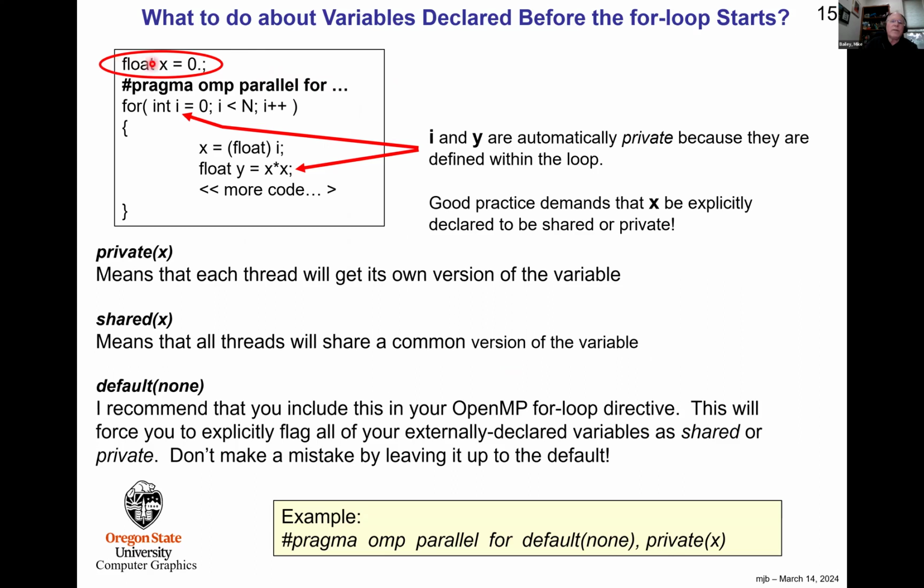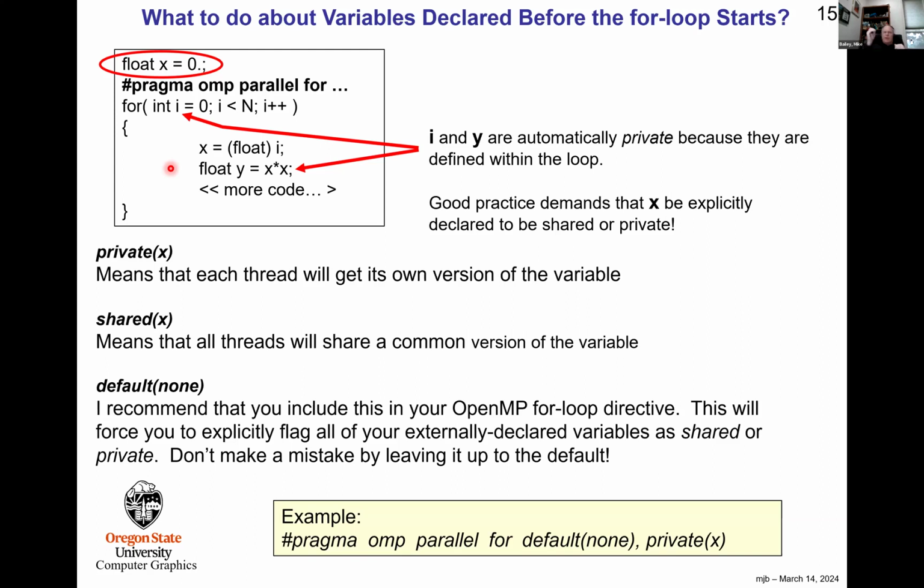Okay, now here we get back to the default none. So let's suppose we define a variable up here, we declare it, and now we use it down here, we assign to X. What does that mean? When I break this for loop up into chunks to give to each thread, does that mean they're all writing into the same variable?